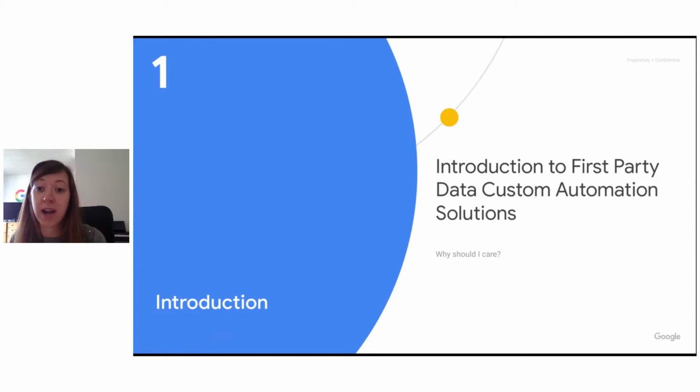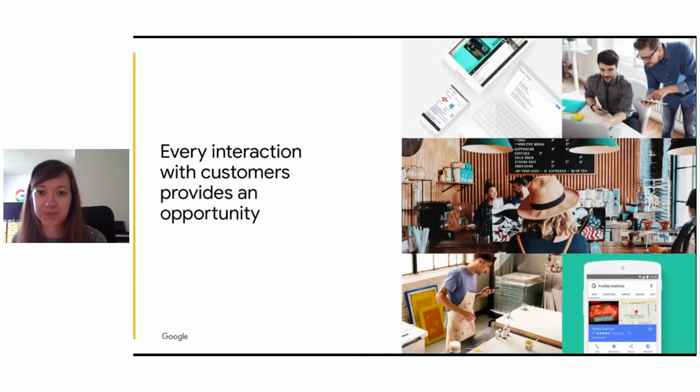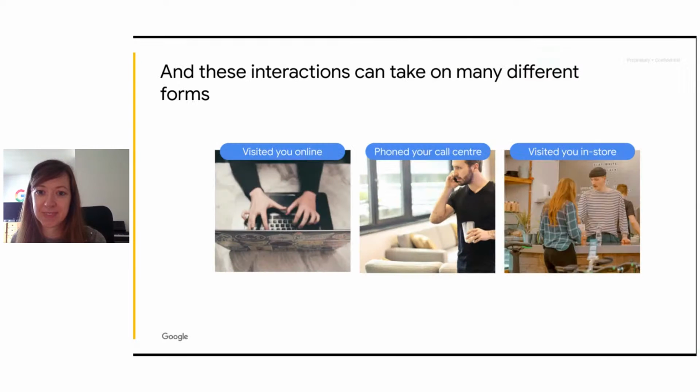Let's have a look at why automation solutions for first-party data integrations can be of interest for you. Every interaction with customers provides an opportunity. First-party data is unique to your business, and it's data that you own and collect with direct consent from your consumers. These data come from interactions like someone visited you online, phoned your call center, or visited you in store.